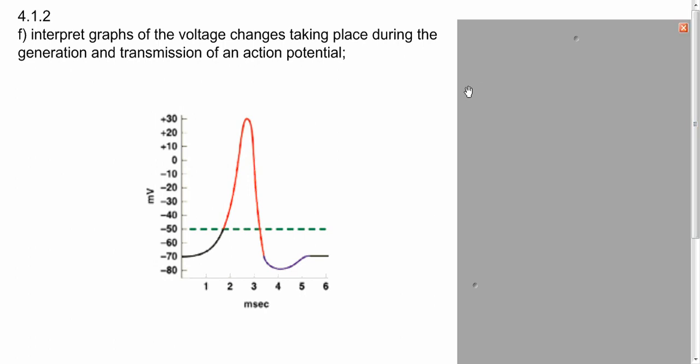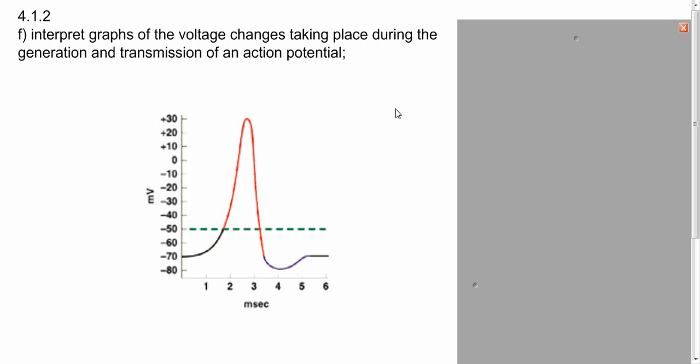Okay, this is the next section of the syllabus on the part on nerves, and this one is 4.1.2 part F, and this is interpreting graphs of the voltage changes taking place during the generation and transmission of an action potential. So this follows on from the previous tutorial, which showed you how an action potential works to move an electrical stimulus, an electrical impulse along an axon from one end to the other.